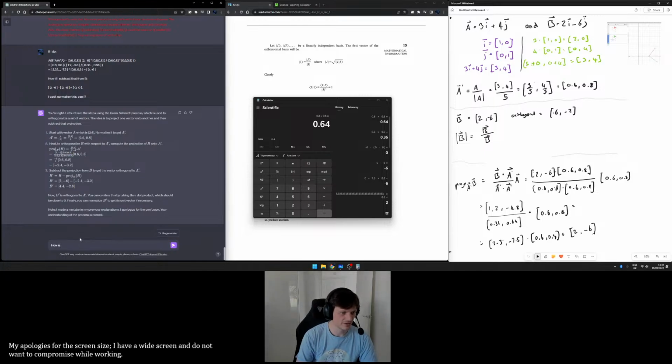How is 2, negative 6, 0.6, 0.8, divided by, equal to negative 4 over 1?